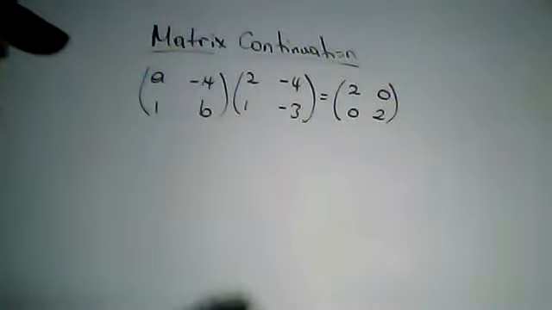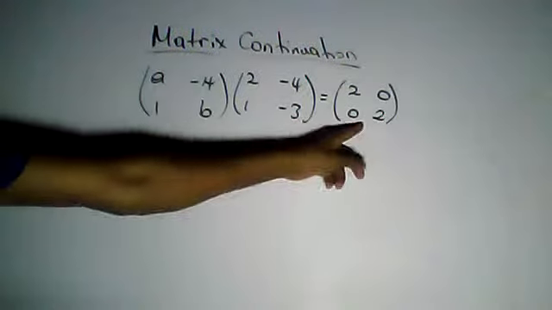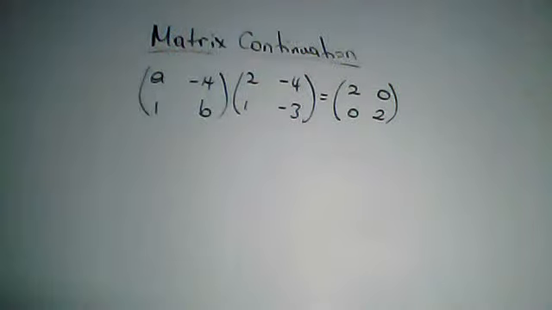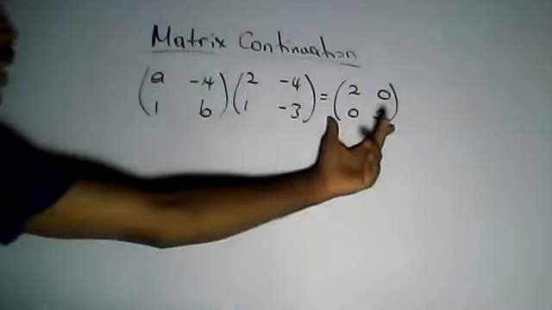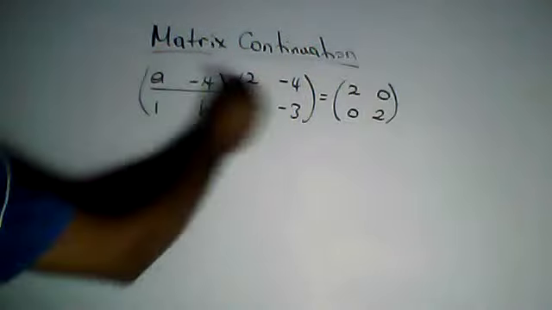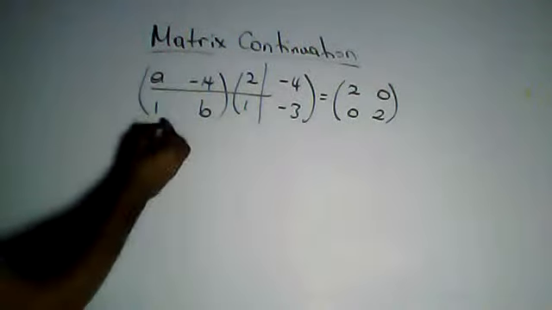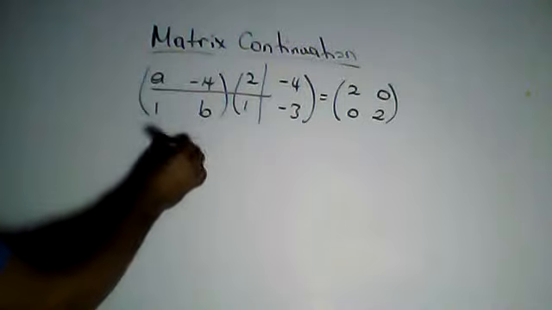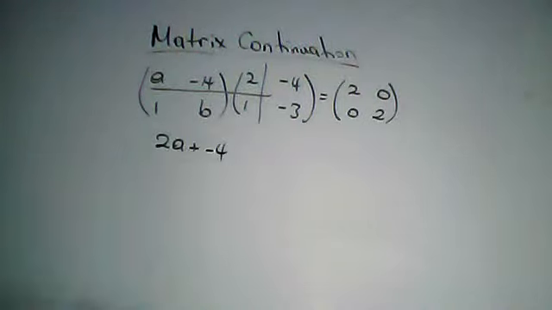So with this question, they say calculate the values of A and B such that this times this is equal to that. So let's work this question out. What you're going to do, you're going to multiply the first matrix by the second one, let it equal to the third one. First row, first column: A times 2, which is 2A, plus negative 4 times 1, which is minus 4.